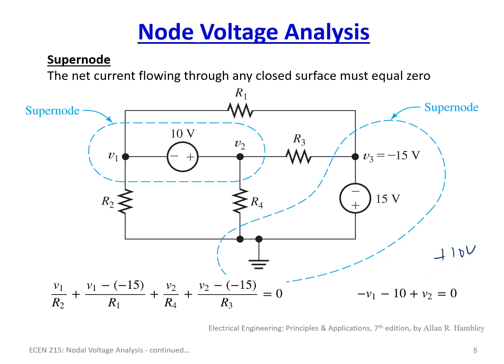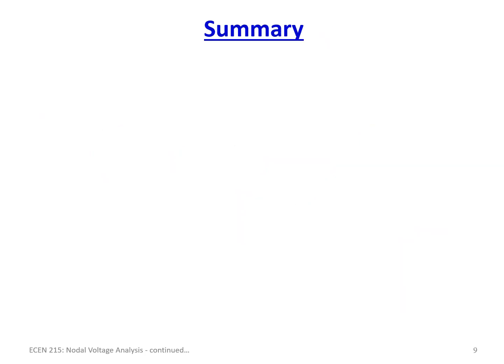So if you want to solve through this by arbitrarily choosing values of R1, 2, 3, and 4, go right ahead, but that's the general concept. In the end, we have two equations and two unknowns. So in summary, this method is used for solving the different voltages at different nodes in the circuit.